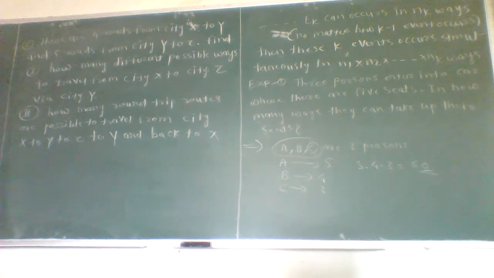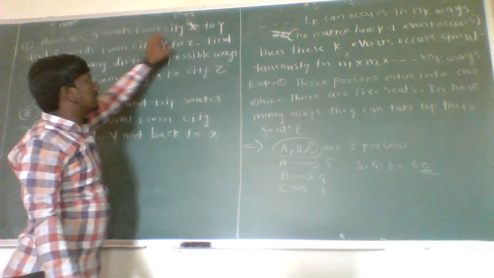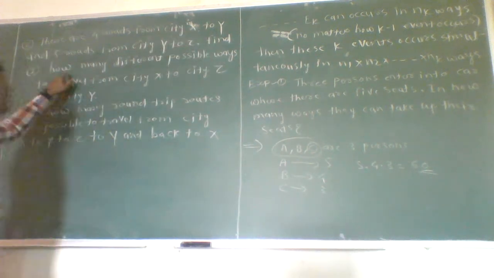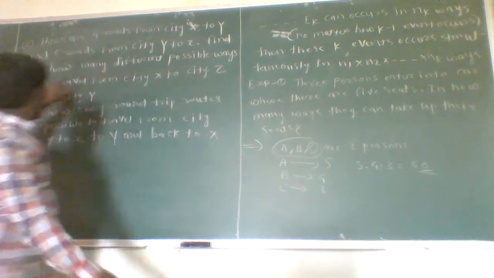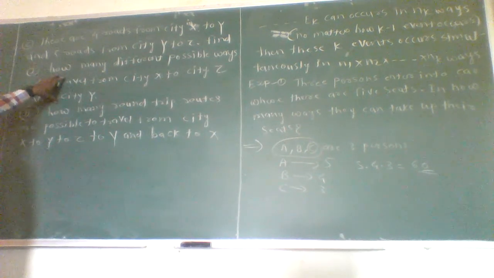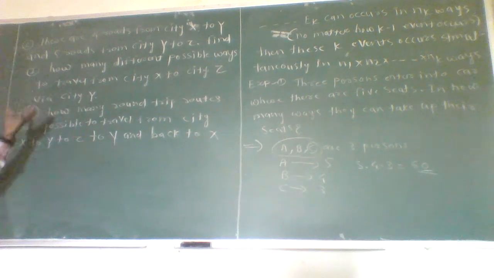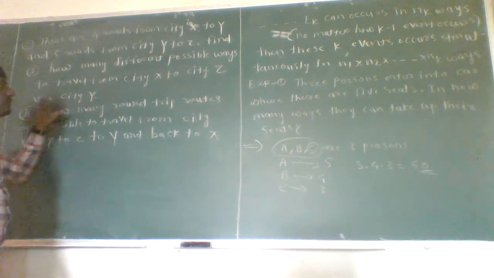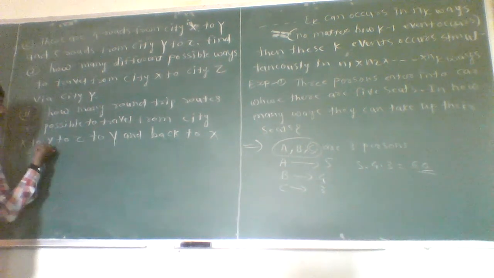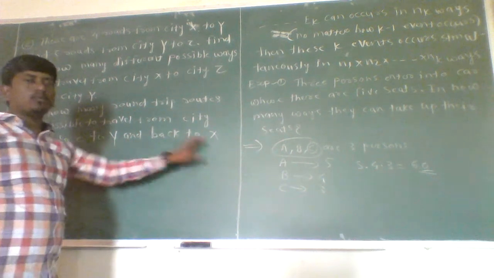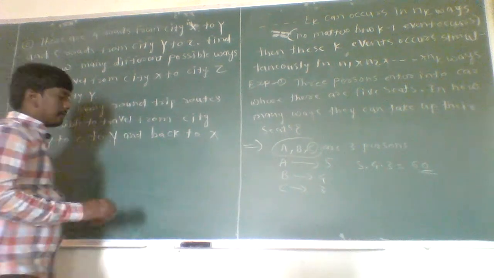So here there are four roads from city X to city Y and 5 roads from city Y to city Z. Then we have to find out how many different possible ways to travel from city X to city Z via city Y. That is in first step we have to find out the number of different possible ways of travel from city X to city Z via city Y, and second step we have to find out how many different round trip routes are possible to travel from city X to city Y, city Y to Z, city Z to Y and back to X. That is X to Y, Y to Z and Z to Y and again Y to X. Okay.